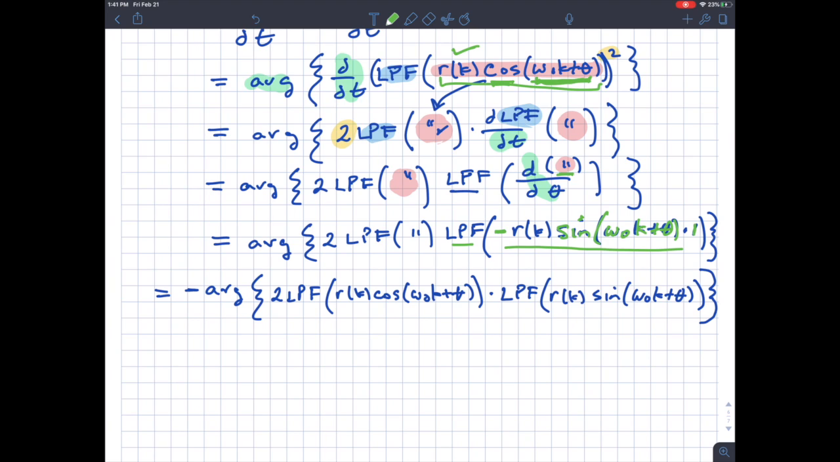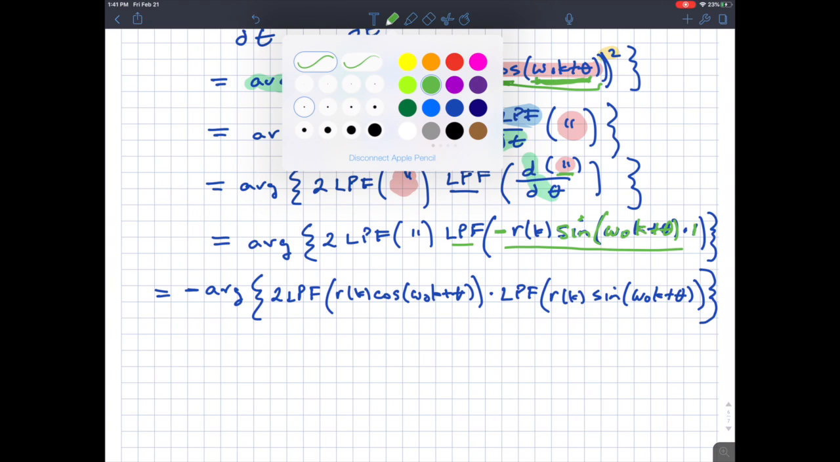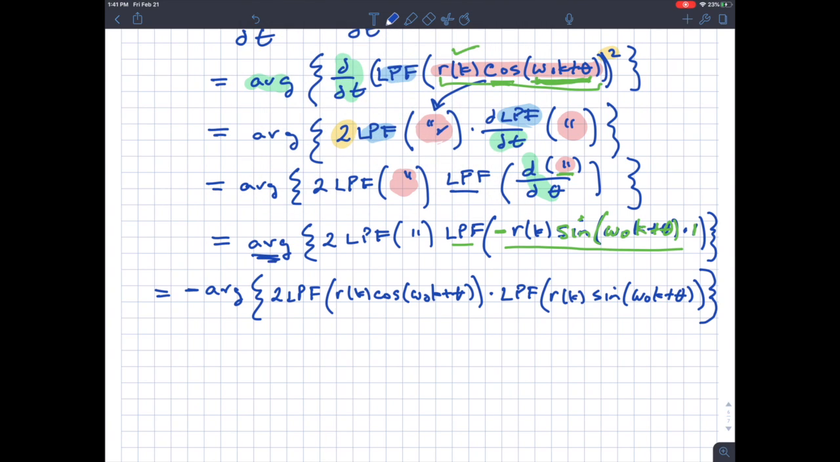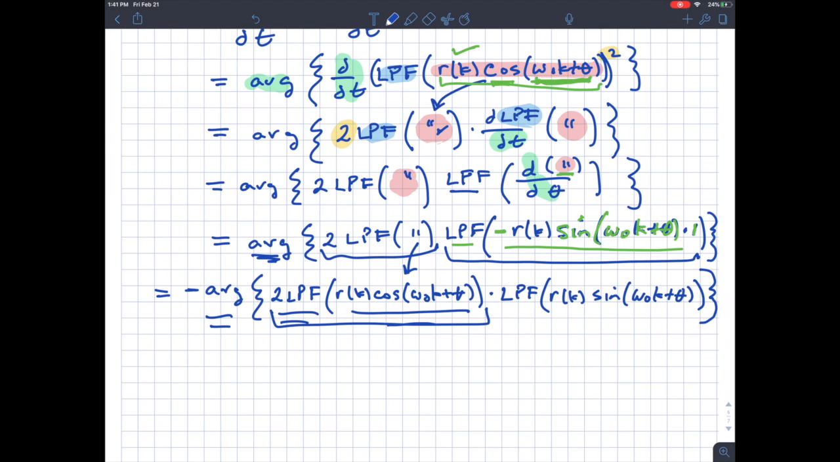So that essentially does it. We have the update equation. We take the average of this low-pass filtered piece times this other low-pass filtered piece. If I substitute back in, this is my total update equation, where I have 2 different pieces: the average low-pass filter piece of cosine times R of k, and you multiply by R of k sine.